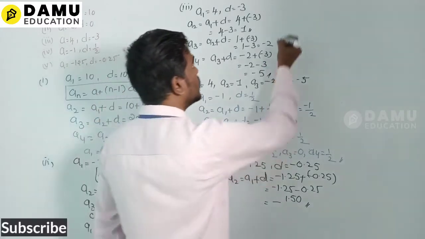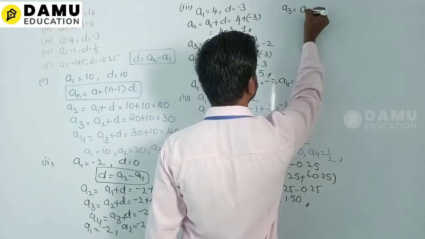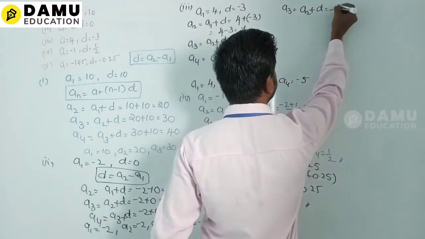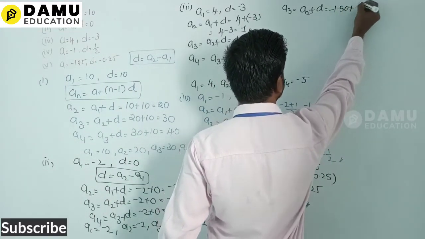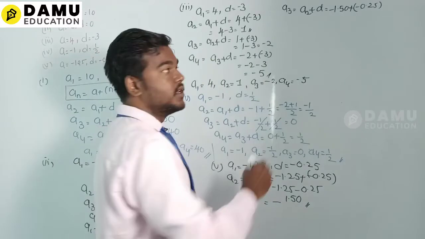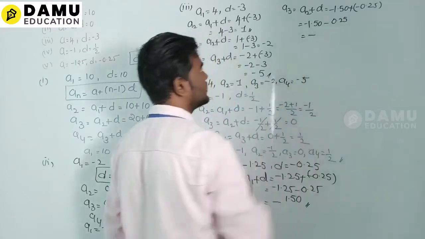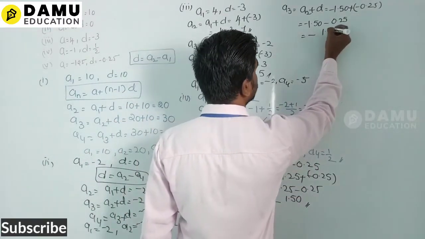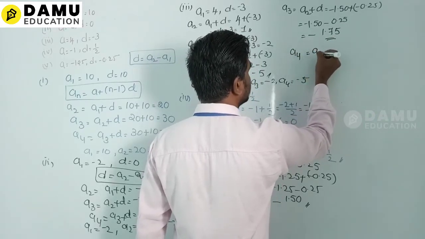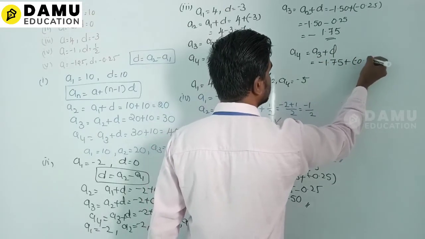Then what is a3? So a3 will be equal to a2 plus d. So a2 will be equal to what? a2 will be minus 1.50 plus of d, which is minus 0.25. So let's take minus 1.50 minus 0.25. Here also addition, but the symbol should be minus. So we will get 1.75. Then what is a4? That is a3 plus d. a3 will be equal to what? 1.75 plus of minus 0.25.